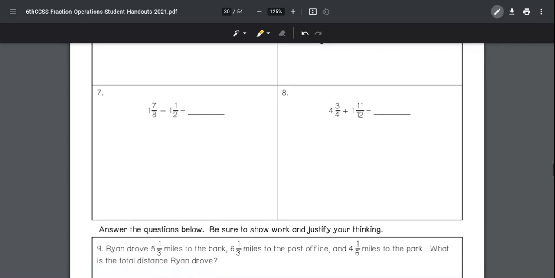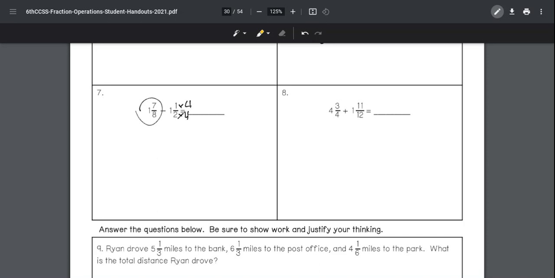All right, number 7, 1 7/8 minus 1 1/2. You have to have common denominators. So I look at my 2's, I look at my 8's, and I'm like, the first number that matches is 8. So this first fraction is going to stay the same, but now I have to multiply the second fraction by something so that my new denominator will be 8. 2 times what equals 8? 4. So you multiply it by 4. Whatever you do to the bottom, you do to the top.